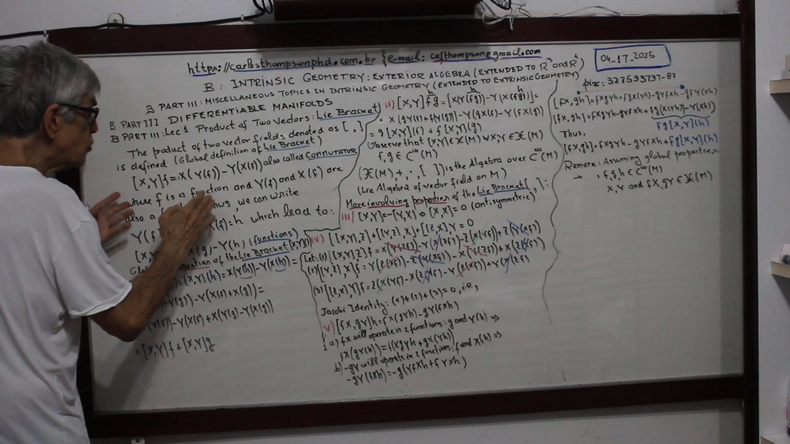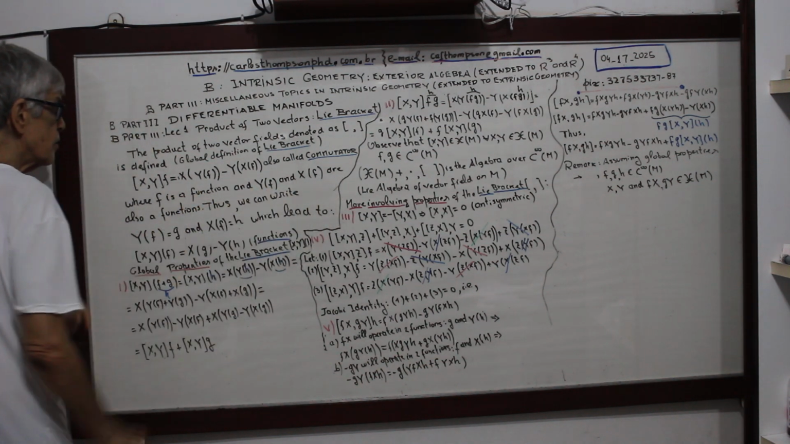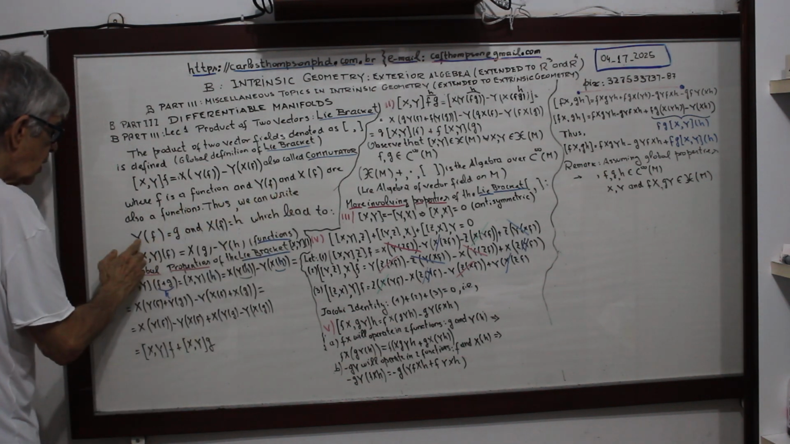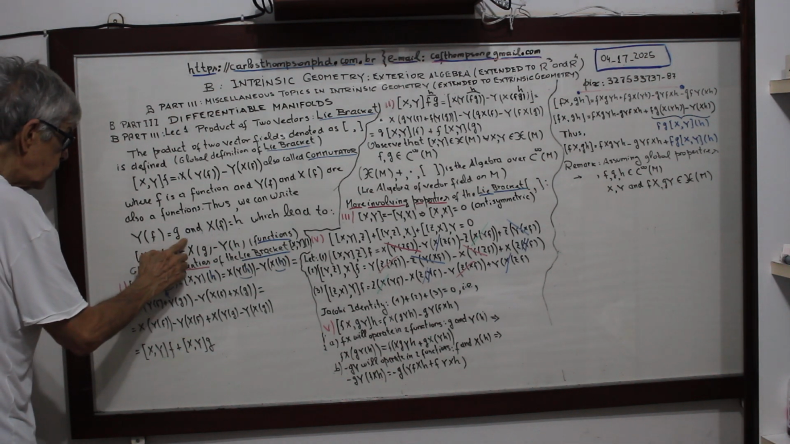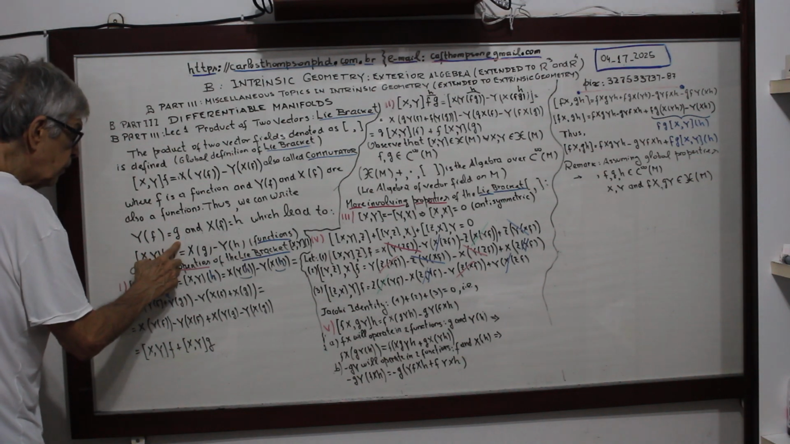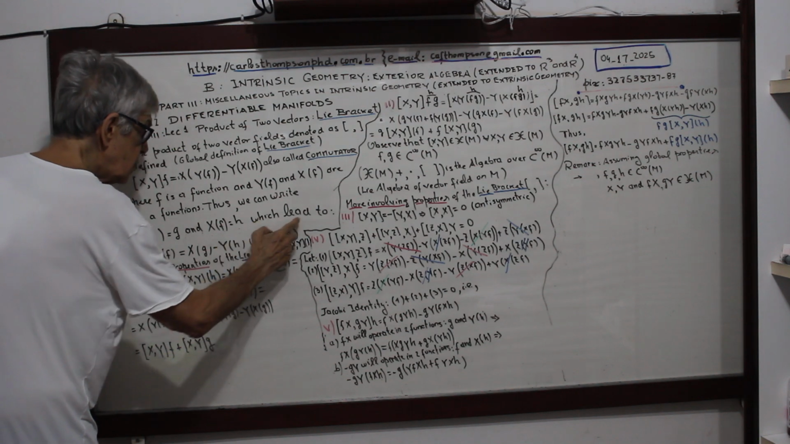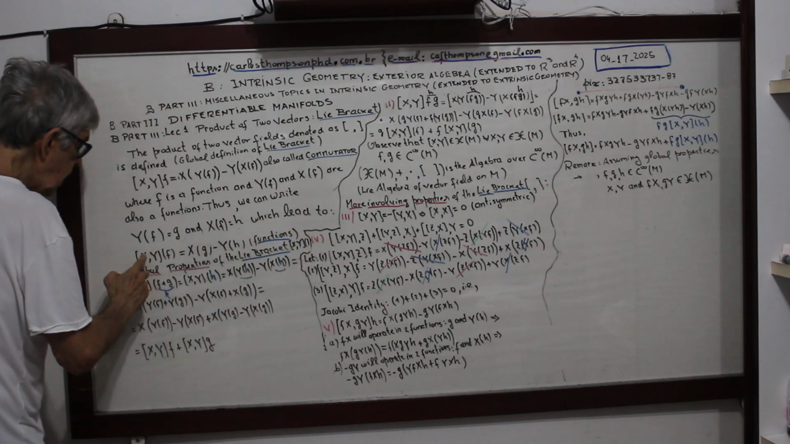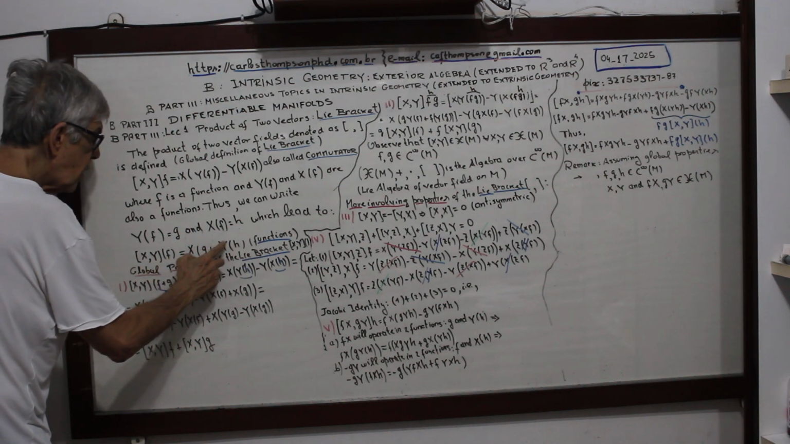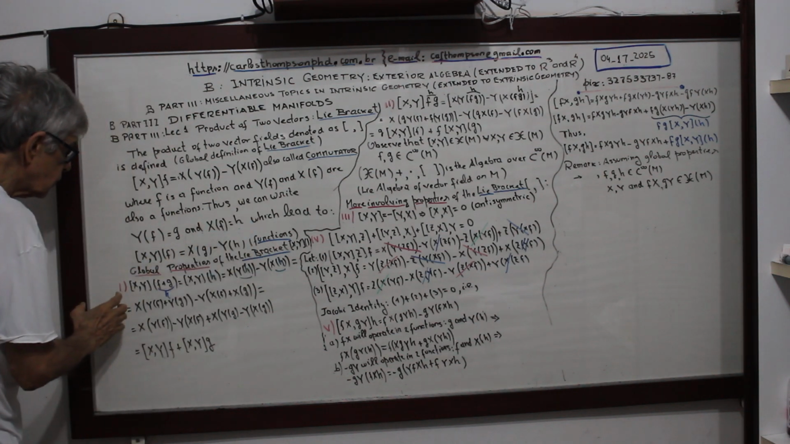This f is a function, and Yf and X of f are also functions. Thus, we can write Yf is equal to g. Yf is a function, a g. Xf is h, which in this case leads to X of g minus Y of h. Functions. All these are functions.